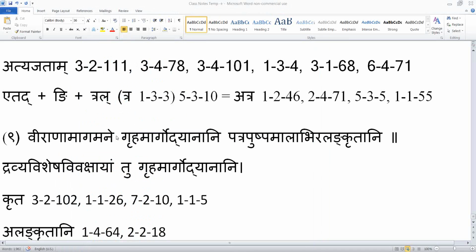So at the time of the arrival of the heroes, the meaning is straightforward. The houses and the streets and the gardens were decorated. This is qualifying the Griha Marga Udyana, the adjective, were decorated with leaves and flowers and garlands. Straightforward. Okay, so that ends the Dvandva Samasa Prakaranam.